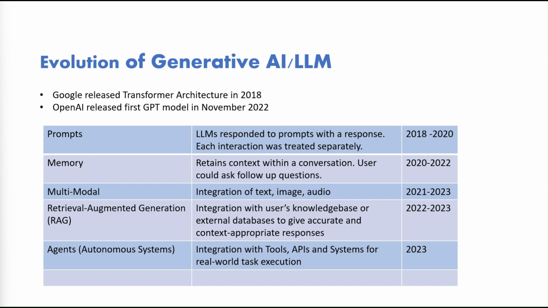OpenAI released its first GPT model in November of 2022. Initially in the GPT-2 and GPT-3 models, each prompt or interaction was treated separately. Then in the later versions, memory was added. That enabled the model to retain the context of the conversation. Users could ask follow-up questions without repeating the previous prompts. Then in addition to text, images and audio were added.